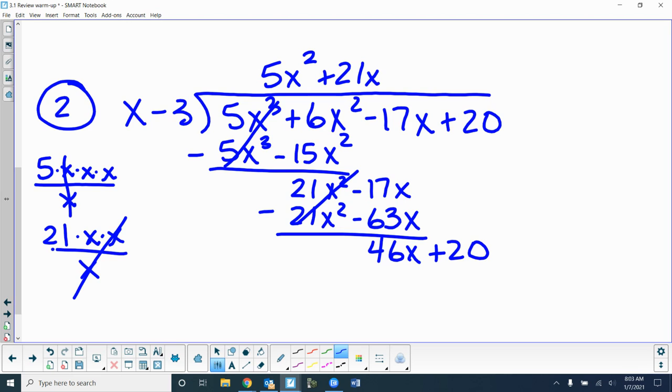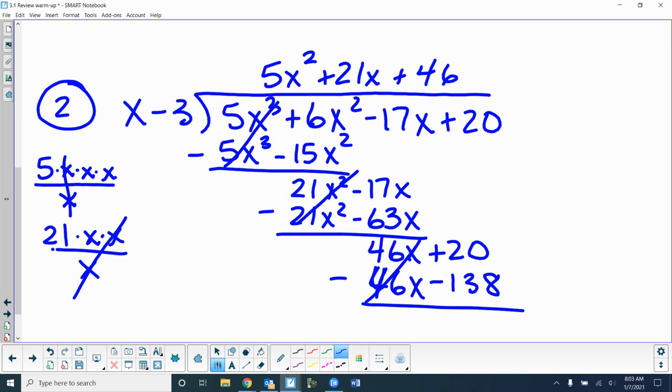All right, so then 46x divided by x would be 46. Multiply, oops, my 4 looks bad. And 46 times negative 3 is what? Negative 138. Is that right? Let me look at my math. Yes, negative 138. Subtract, cancel, 20 plus 138. The minus a negative is 158. So you'll plus 158 over x minus 3.